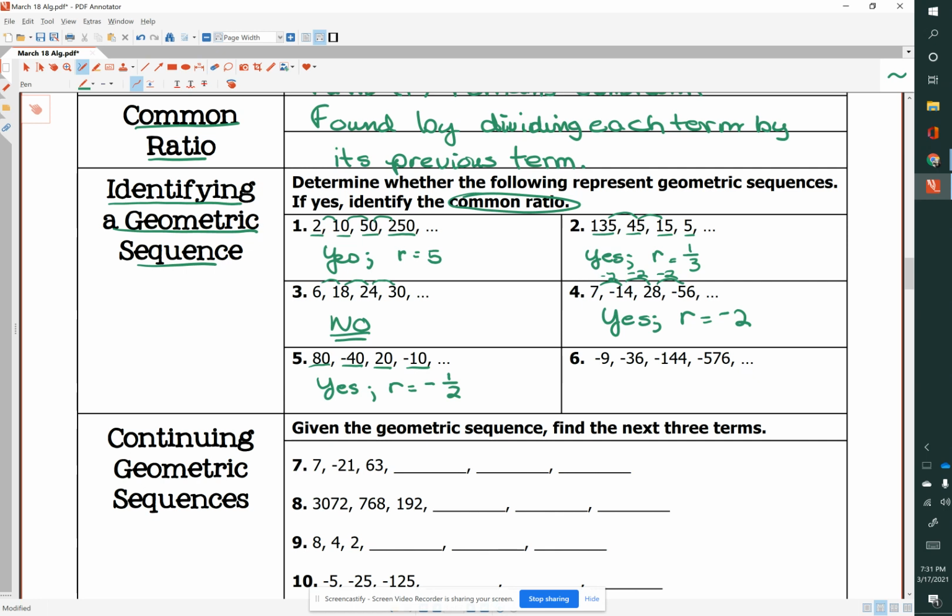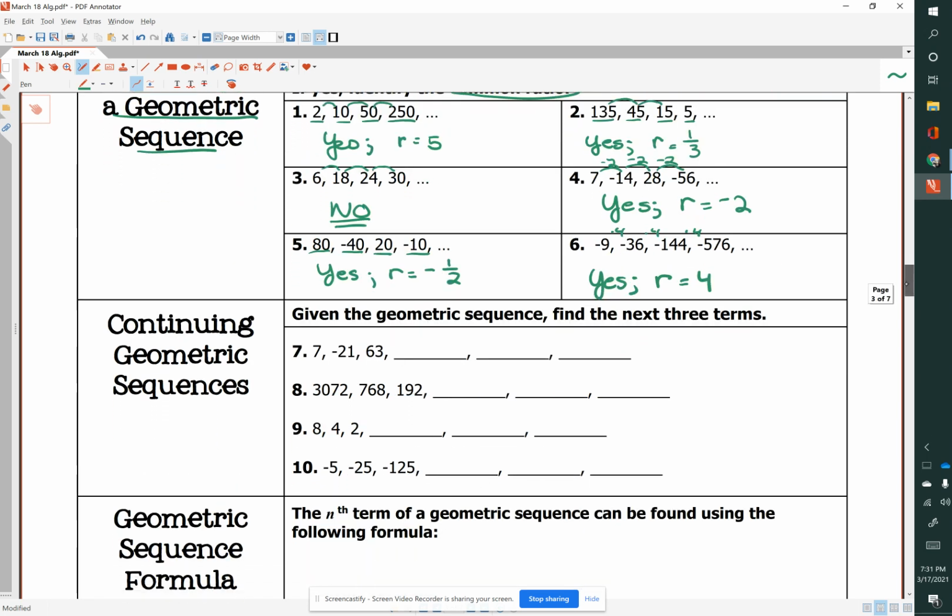So the last one, we have -9, -36, -144, -576. In each case, we're multiplying by 4. In that case, we have a geometric sequence, and our ratio is 4.